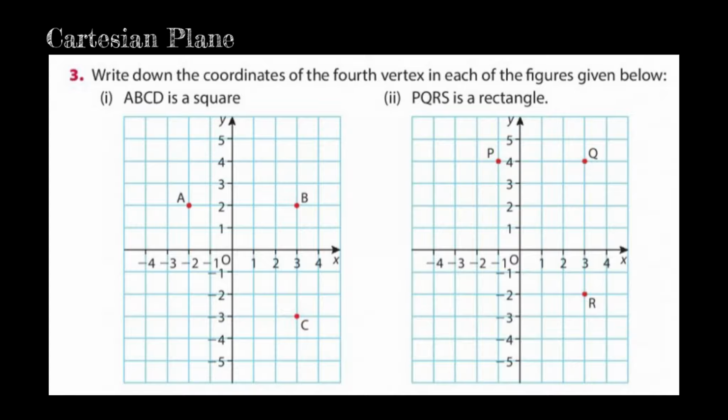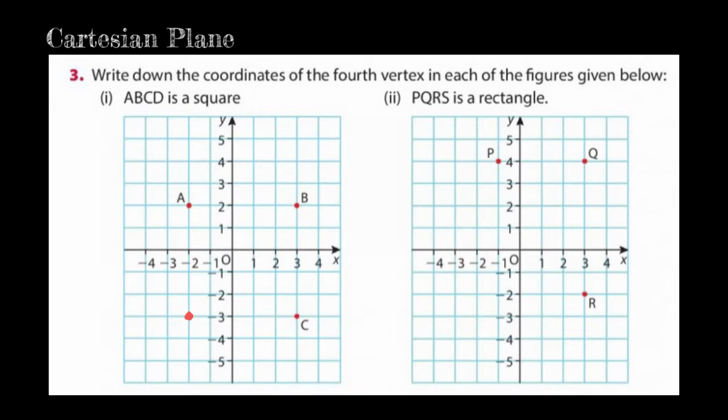So the first question there said, write down the coordinates of the fourth vertex in each of the following figures given below. So they wanted us to make a square with this first one. In order to make a square, I needed to find the next vertex. If I put the red dot anywhere else, it wouldn't make a square. So you need to be able to see how you can make a square out of this. And in order to make a square out of that, we need to put the red dot here.